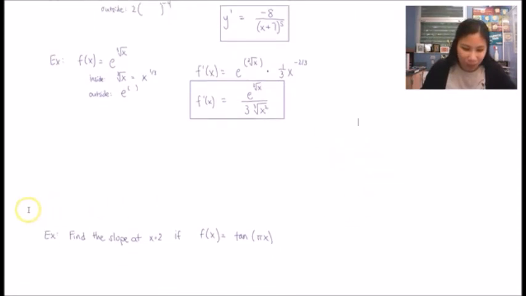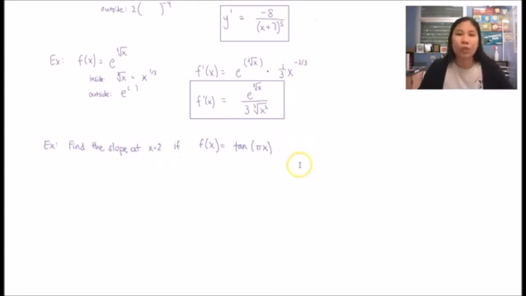All right, one last example. So this time I want to find the slope. So we'll just mix in some of the old things that we also had to do, which was like find the slope at a point or write the equation of a tangent line. Those are still things you should be able to do here. We're just trying to use the chain rule to find the derivative of a more complicated equation. So here we're trying to find the slope at x equals 2 if f of x equals tangent of pi times x.